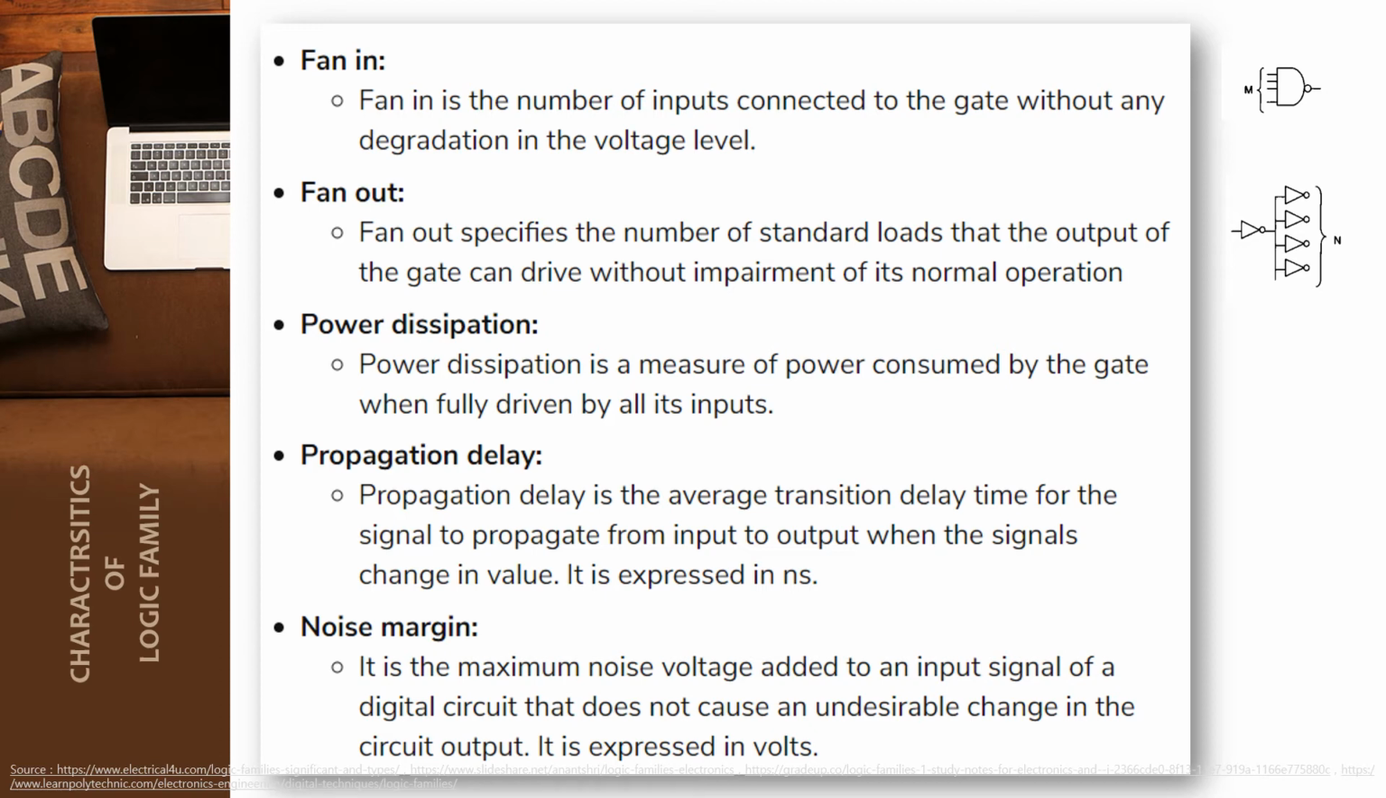But it might be possible there is n number of loads, n number of outputs. It might be possible that your circuit or the device cannot handle that load. So the fan out characteristic makes sure that irrespective of the number of outputs, the number of standard loads that the output of the gate can drive, there will be no impairment in its normal operation, meaning it will work smoothly, it will work perfectly. So that is the fan out.